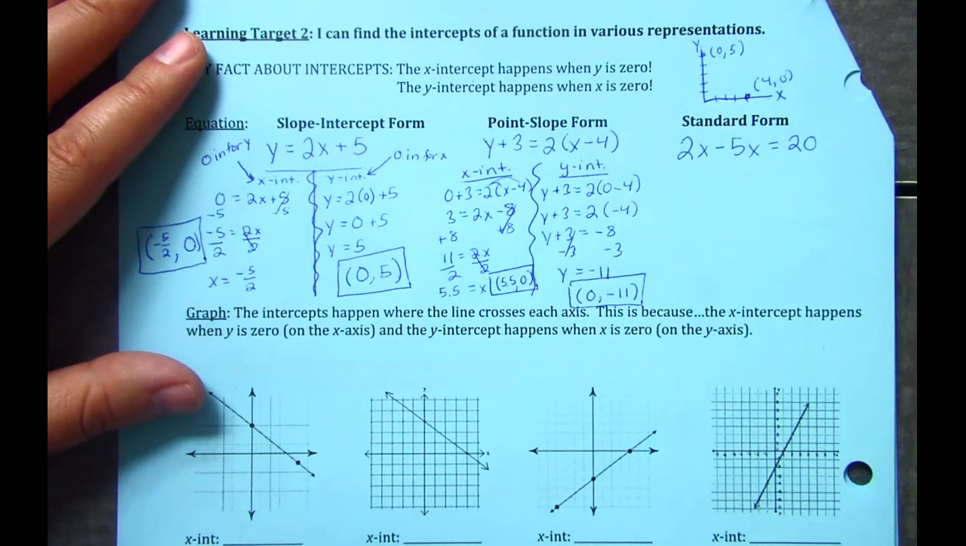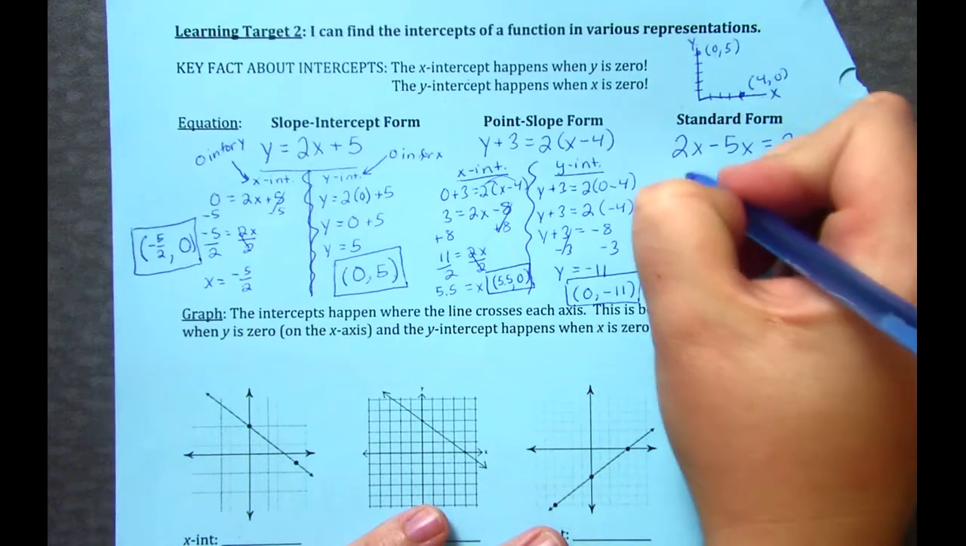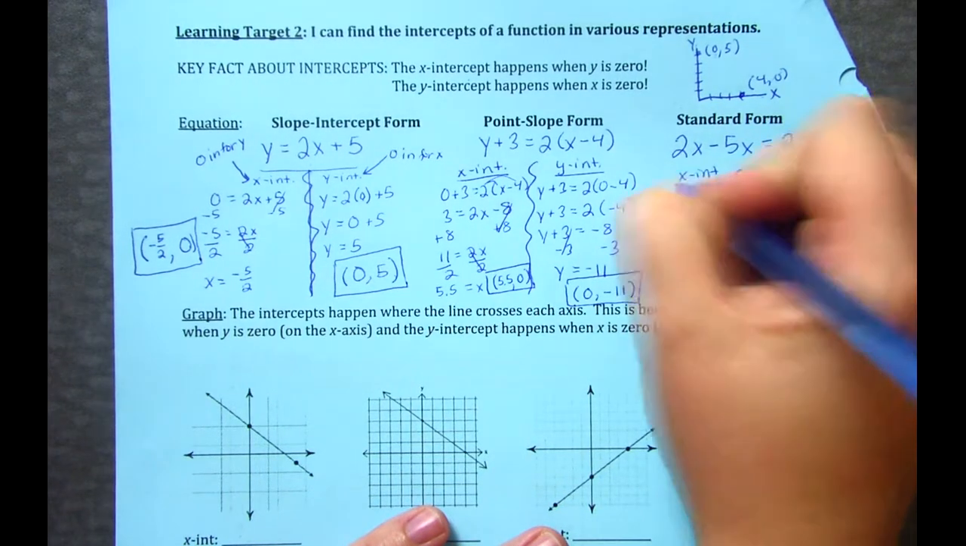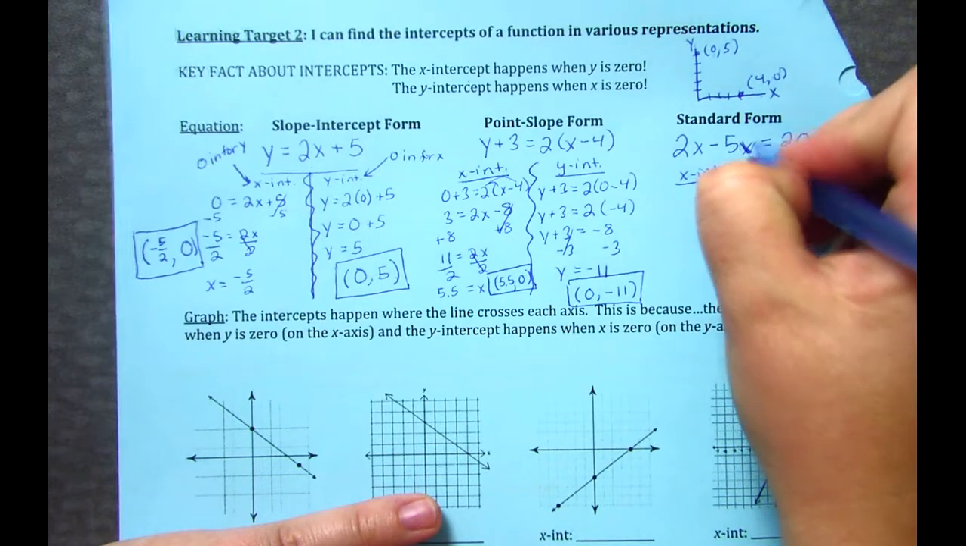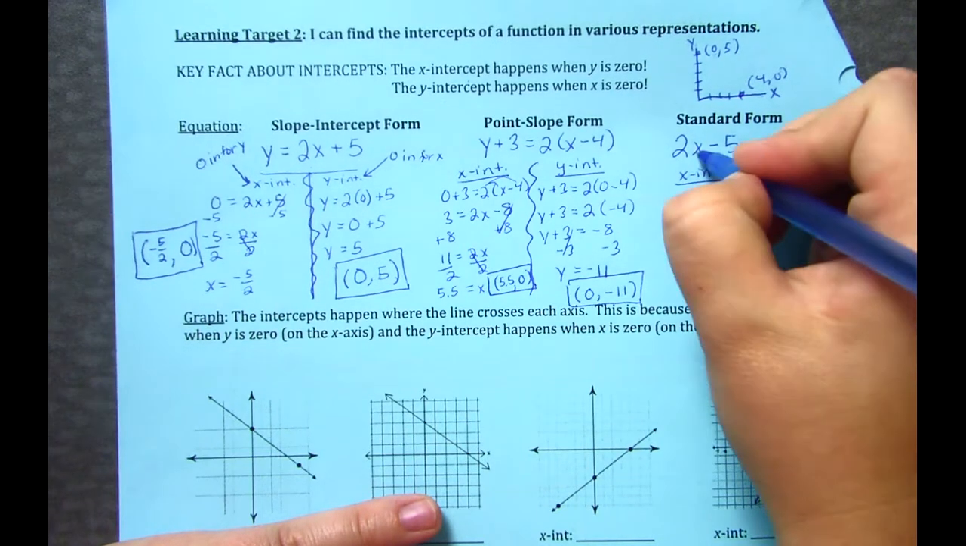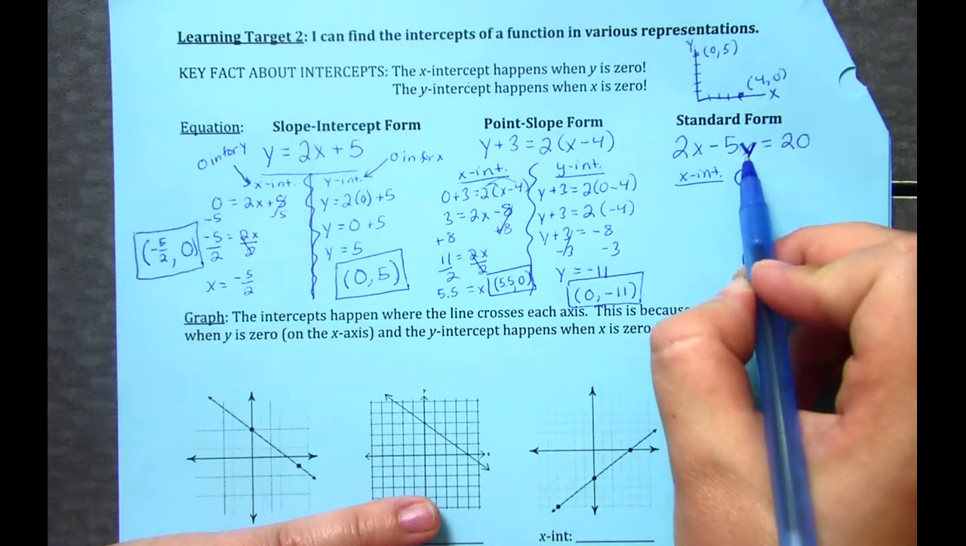I just made that up. So to find the x-intercept, we put 0 in for y. Oh, sorry, that should be a y right there. 2x minus 5y equals 20, because standard form has an x and a y.